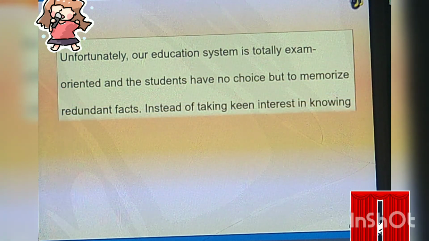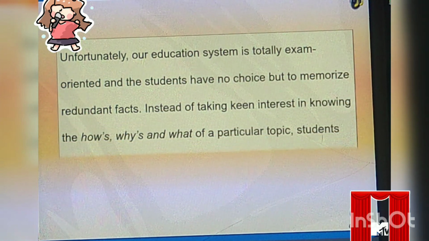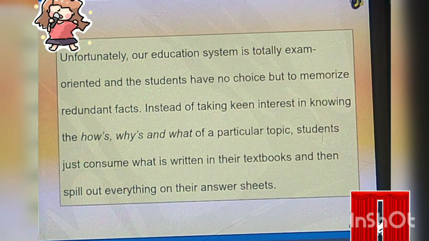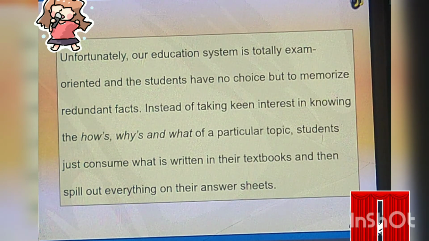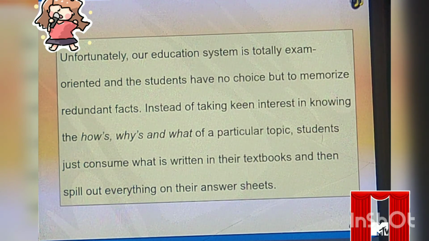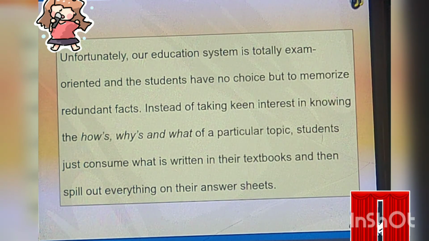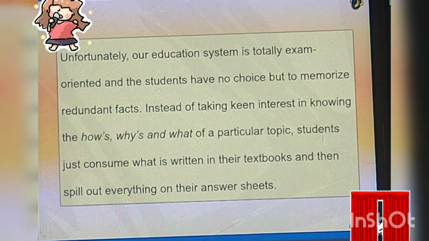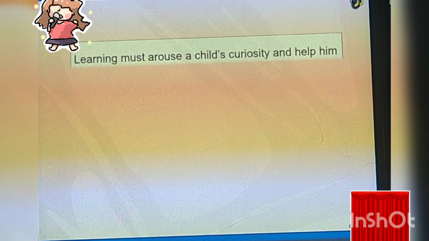Unfortunately, our education system is totally exam oriented, and the students have no choice but to memorize redundant facts instead of taking keen interest in knowing the hows and whys and whats of a particular topic. Students just consume what is written in their textbooks and then spill out everything on their answer sheets, that too just by heart and write. Which is of no use actually.